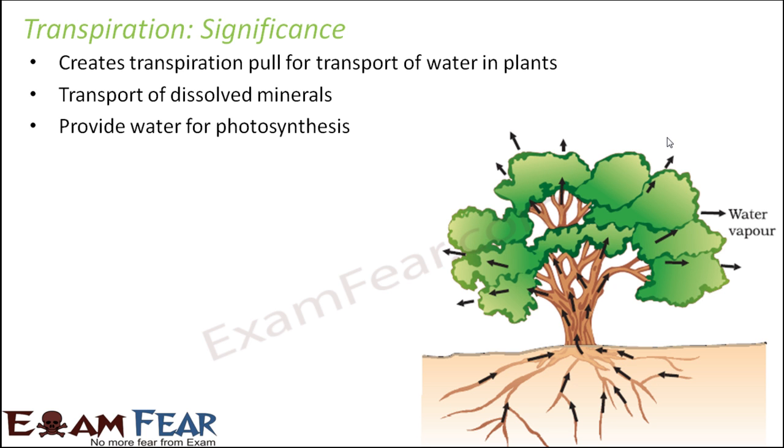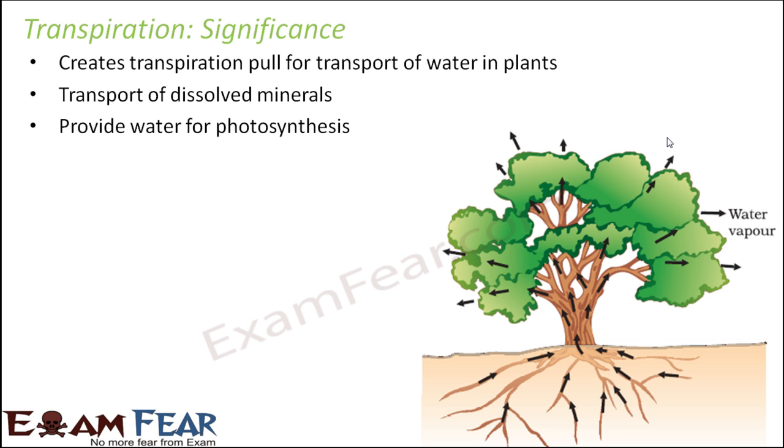It provides water for photosynthesis. If you see the process of transpiration, it actually pulls water from below and makes it reach the leaves. And the leaf is the area where photosynthesis takes place. For photosynthesis also we need water. We need water, sunlight, chlorophyll. So these are some of the things which are needed for photosynthesis. So water reaches the leaves because of the transpiration pull. Because if transpiration pull is not there, water will never reach the leaf.